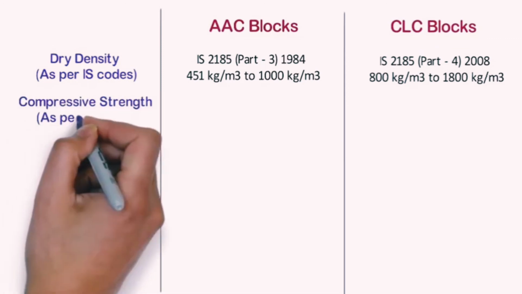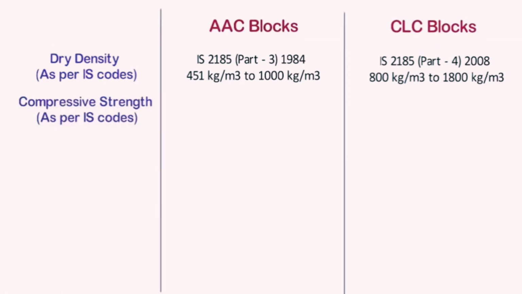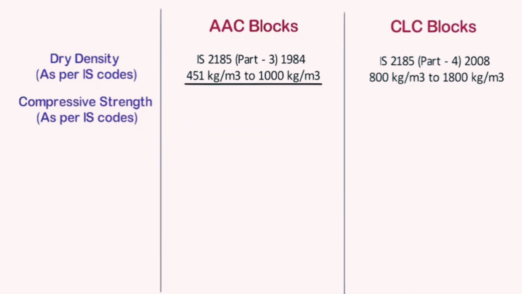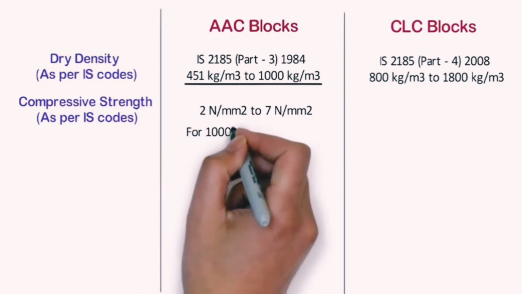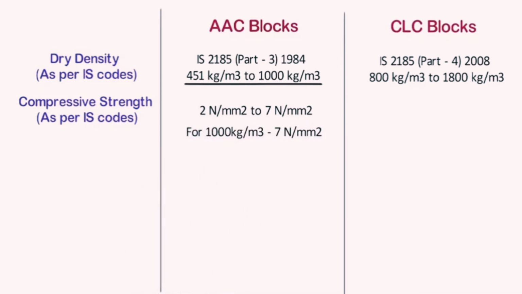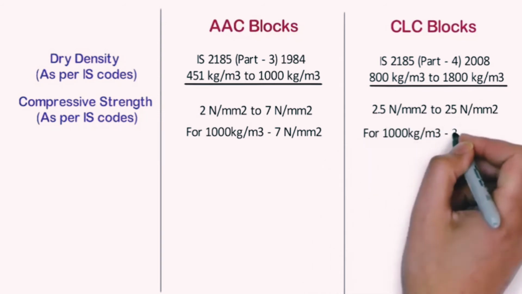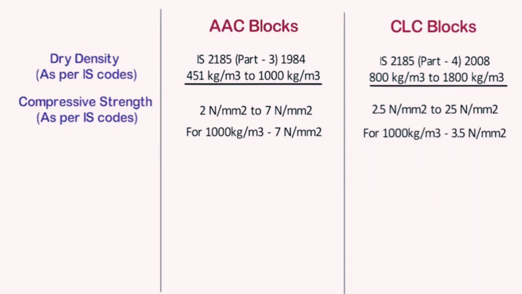Compressive strength as per IS codes. Compressive strength of AAC blocks depending on density and grade of blocks ranges from 2 to 7 Newton per mm square. For a density of 1000 kg per m3 of AAC block, the compressive strength is 7 Newton per mm square. Whereas compressive strength of CLC blocks ranges from 2.5 to 25 Newton per mm square for different densities of blocks. For a density of 1000 kg per m3 of CLC block, the compressive strength is 3.5 Newton per mm square.